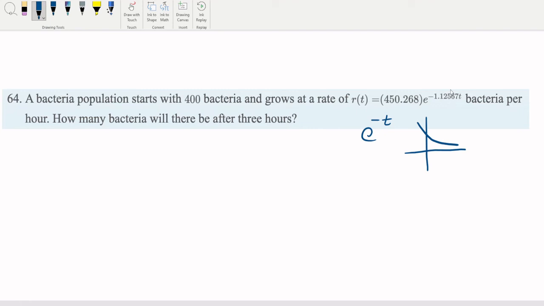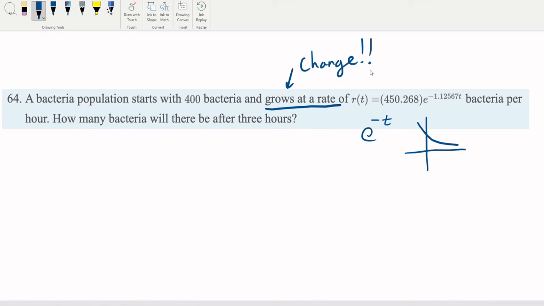So, okay, it starts with that and grows at a rate of 450 times, and some junk, times e to the negative 1.1256 t bacteria per hour. How many bacteria will there be after 3 hours? So, what do we know? This is a growth rate. Growing means change. Okay, so we're changing. So think about what we just talked about in 5.4.